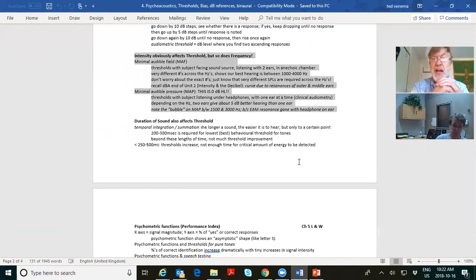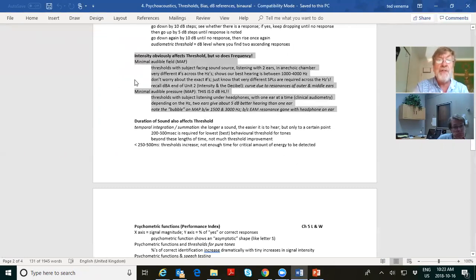Don't worry about the exact numbers. I don't even know what they are. Just know that very different SPLs are required across the frequencies. What you're doing here is you're playing the same game as you did with the speaker and the 1,000 hertz tone at 1 meter distance with 2 ears. You're playing that very same game, only you're doing it with all the different frequencies and not just 1,000 hertz. And what that experiment will show you is that we have very uneven hearing across the frequencies.